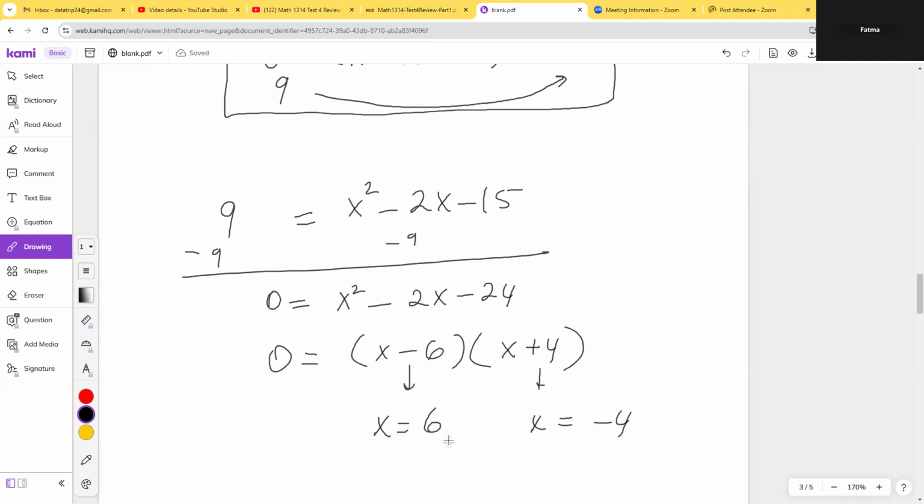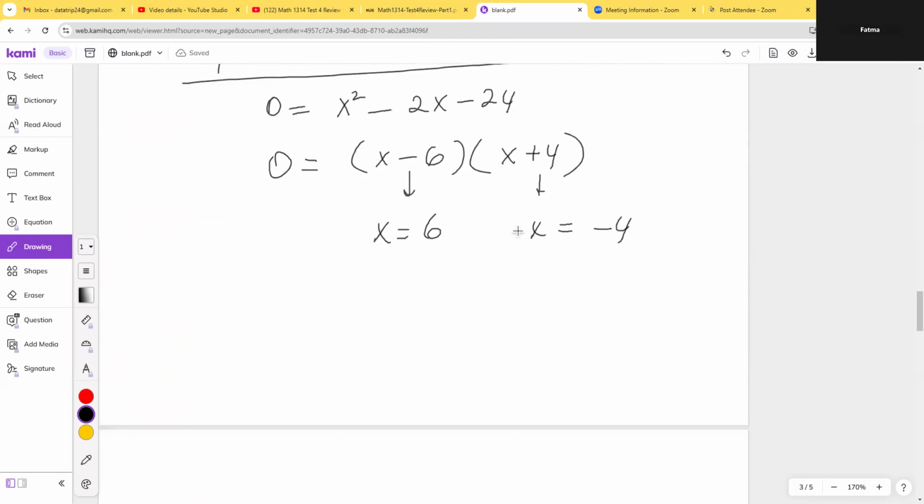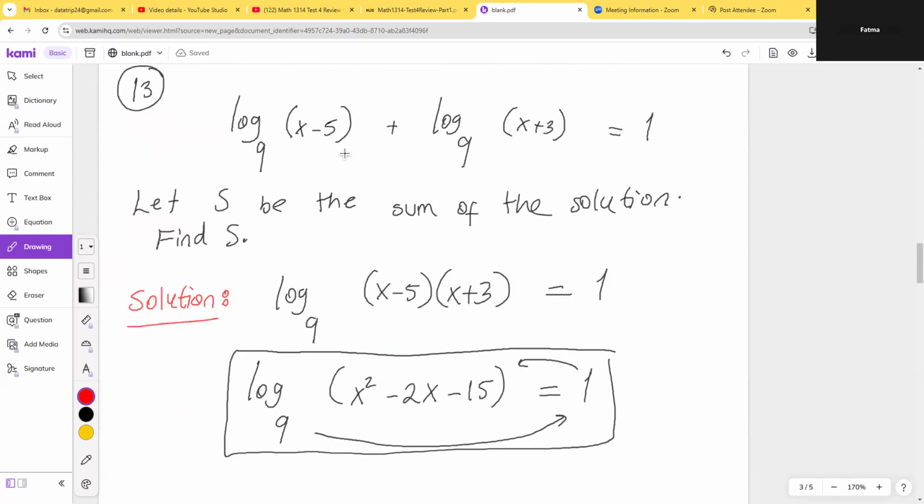6 and negative 4. So this is how I check. So we take the 6. We go to the very original problem. 6 minus 5. Is it a negative number? No. So there is no problem here. 6 plus 3. Is it a negative number? No. So 6 doesn't create any problem. 6 will be accepted because it doesn't create any negative number after the log function. Now we're going to check negative 4. What's negative 4 minus 5?